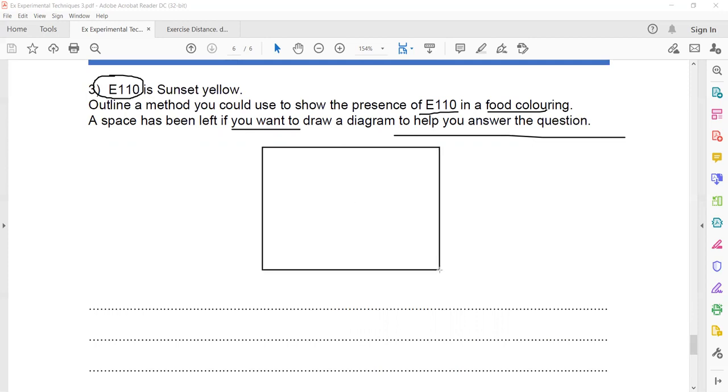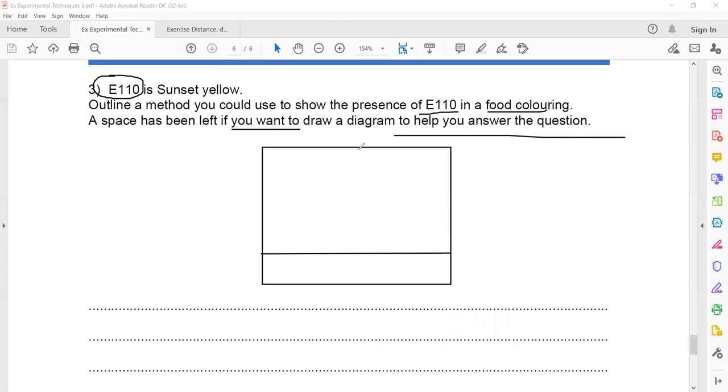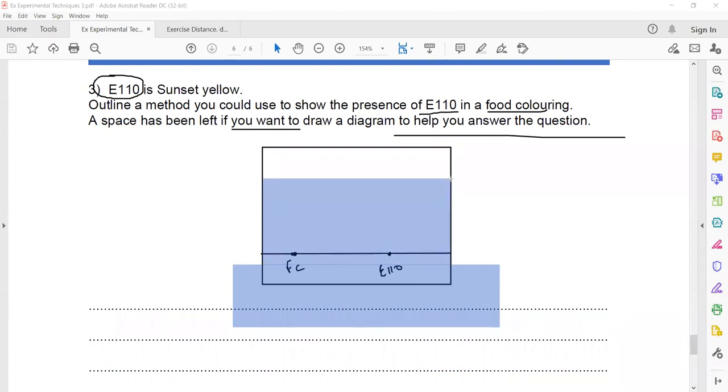So what we will do, we can do in two manners. We can take a chromatogram, draw the origin with pencil, and then we will place a food color. So food color I'm writing like FC, and then we will take E110, the actual E110. We want to outline a method to show the presence of E110 in a food coloring. So how can we work this out? So we'll use a suitable solvent. When you use a suitable solvent, the chromatogram will soak up the solvent and the solvent will rise on the chromatogram. So if the spot from the food coloring and the spot from E110 rise to the same height, or we can measure the RF value for both. If they have the same RF value, it means the food coloring contains E110.